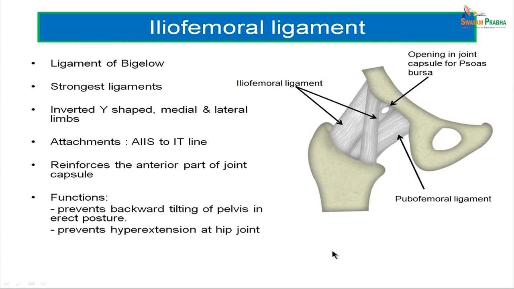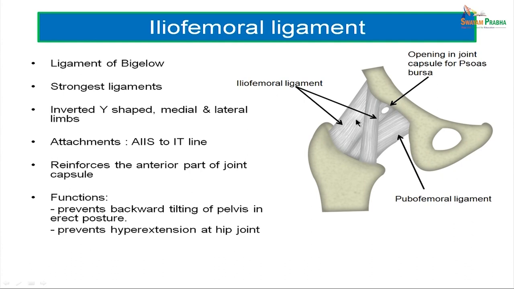We now come to the three big ligaments: the iliofemoral ligament, the pubofemoral ligament, and the ischiofemoral ligament. The iliofemoral ligament is also called the ligament of Bigelow, and it is one of the strongest ligaments of the body. It is an inverted Y-shaped ligament which has medial and lateral limbs. It is attached from the anterior inferior iliac spine and divides into two limbs, a medial limb and a lateral limb. The medial limb is attached to the lower part of the intertrochanteric line, while the lateral limb is attached to the upper part of the intertrochanteric line.